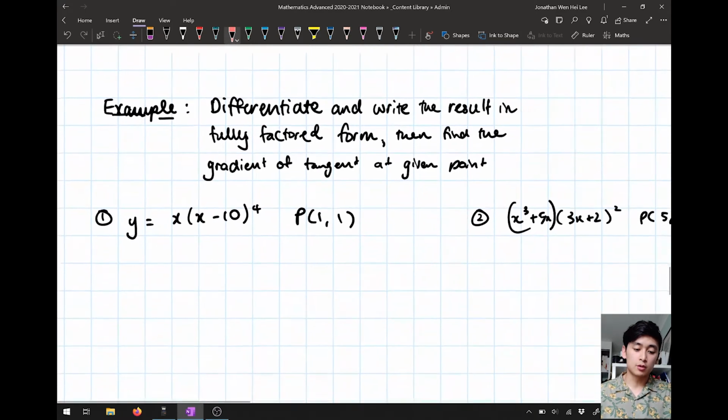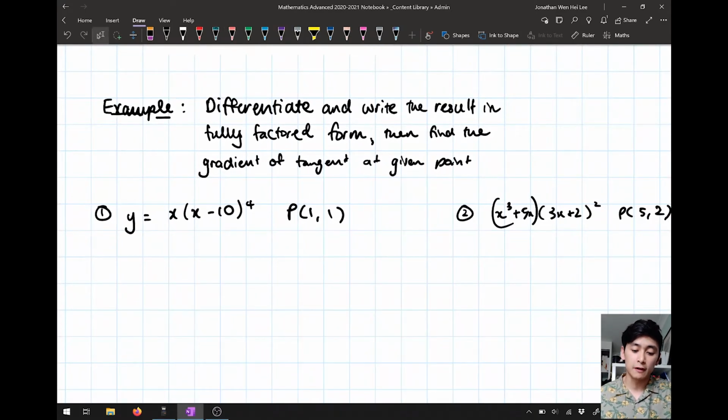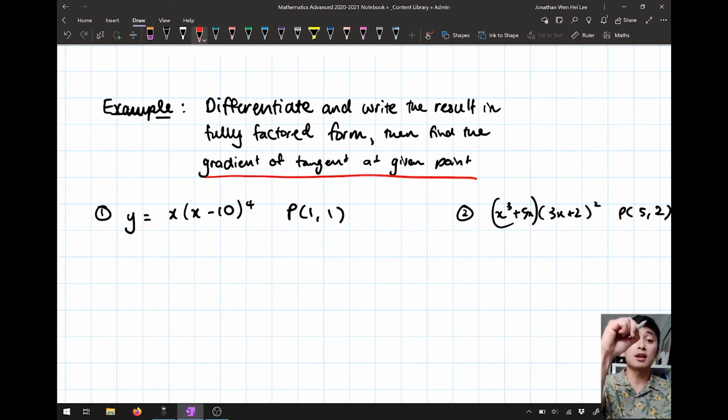What we want to do is differentiate and write the result in fully factored form, and find the gradient of the tangent at the given point. The additional step here is to find the gradient of the tangent at a given point. Just like in the first example that we did with the power rule, to find the gradient at any given point, we sub in the x value. If we get given a point with coordinate x, y, all we want to do is substitute the x coordinate of our particular point. That's how we find the gradient of the tangent at any given point.